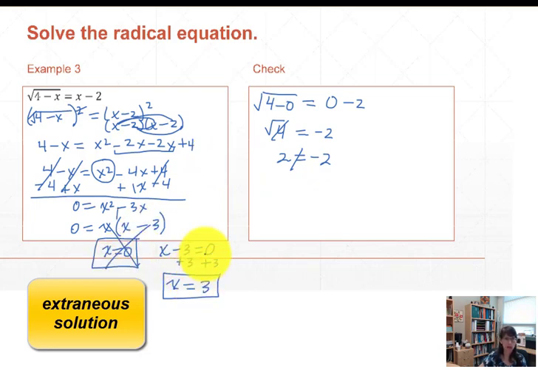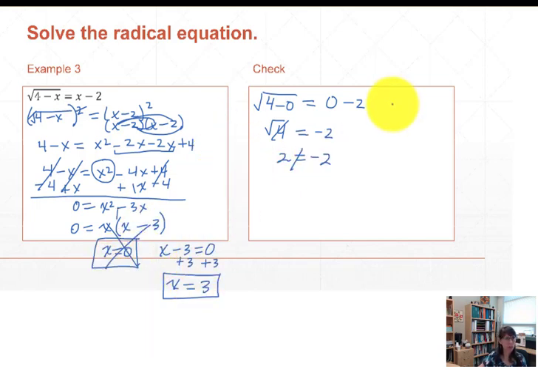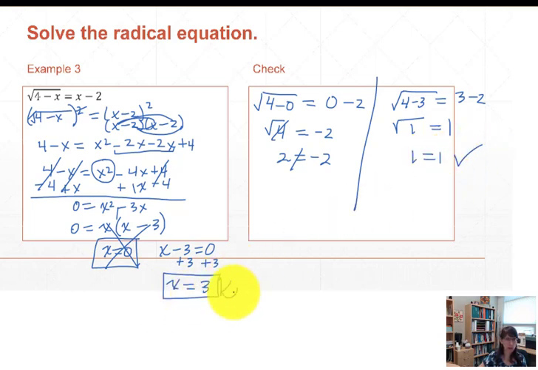Next, we'll check positive 3. So that means we would have square root of 4 minus 3 equal to 3 minus 2. Square root of 1 equal 1. 1 equals 1. That does work. So we will keep our solution of x equals 3.